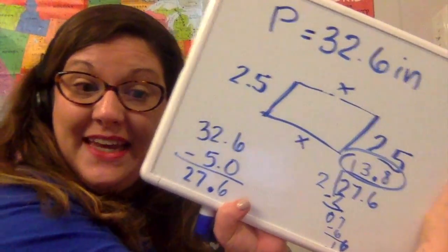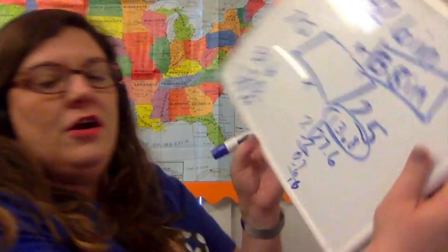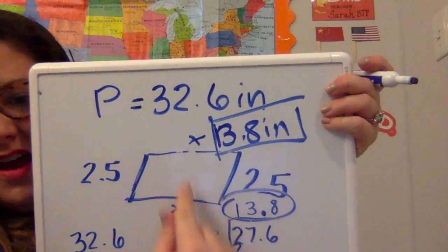What does that mean? That means the other two sides' lengths are 13.8 inches. So 13.8 inches are the lengths of these two sides that are labeled X.